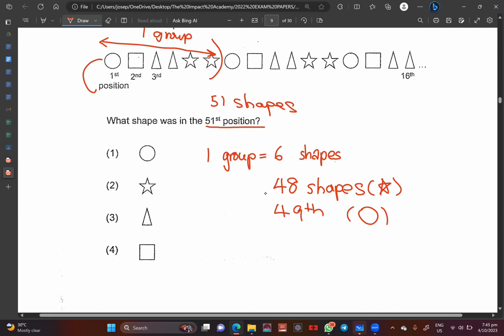Because if 48 is the last one, this is the last one, correct? It's always like that, right? Then it repeats again, 49, 50, 51. Oh, wow. So the 51st one has to be option number 3, which is a triangle.